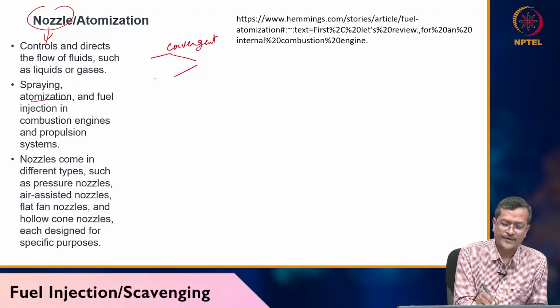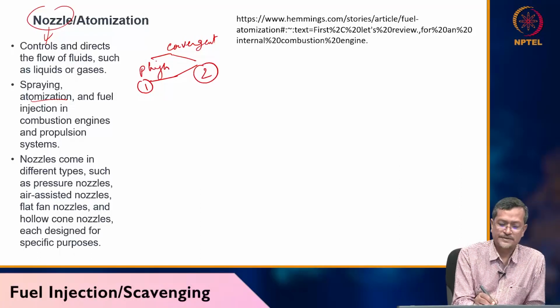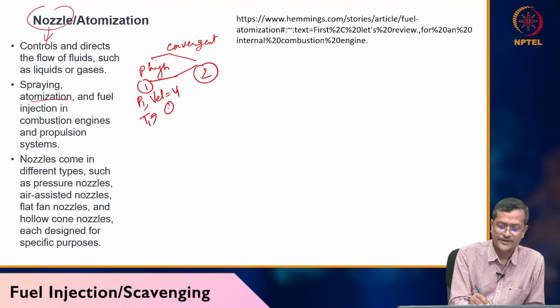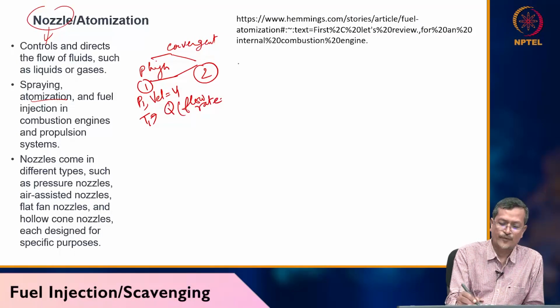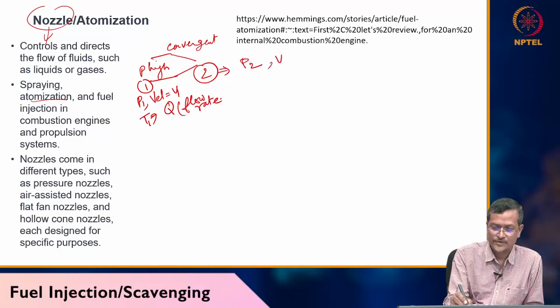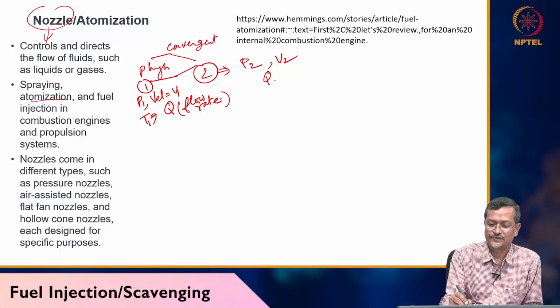Okay, and if you have very high pressure, let's say this is point 1, this is point 2. So what happens, at point 1 pressure is P1, velocity is V1, temperature is T1, and flow rate is Q1. Q is flow rate. So at point 2 what will happen? At point 2 I will have pressure P2, fluid velocity will be changing, and flow rate is not going to change. Q is not changing.